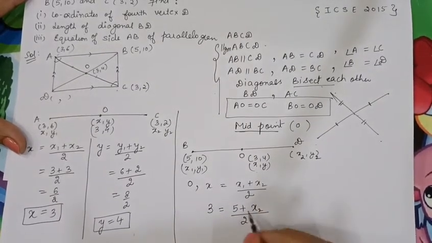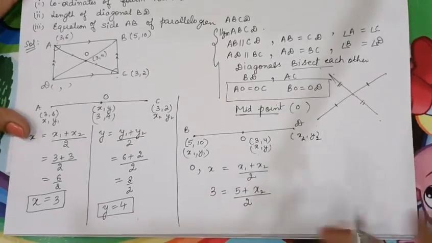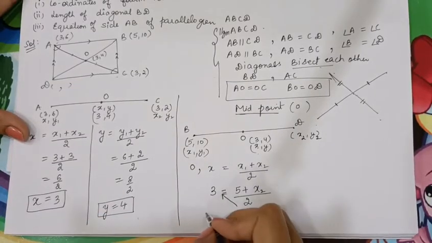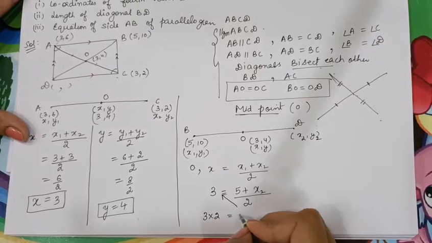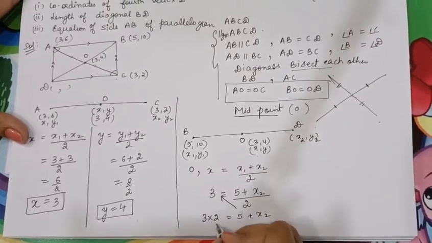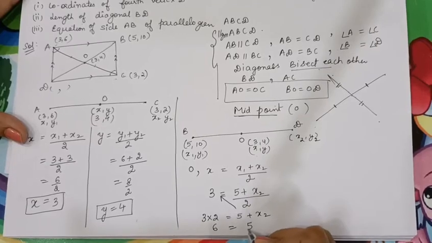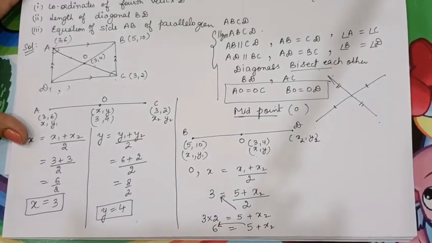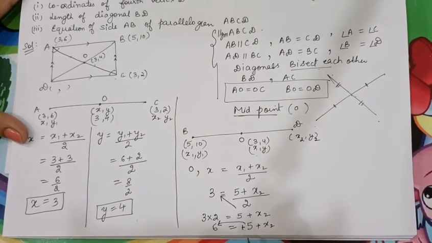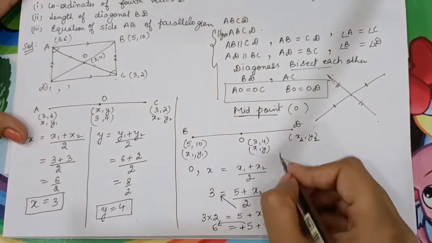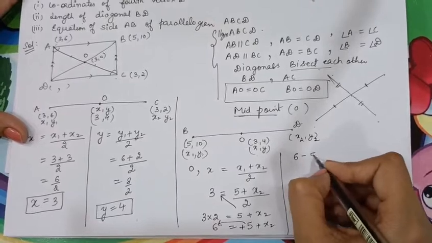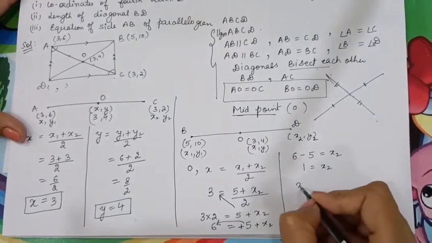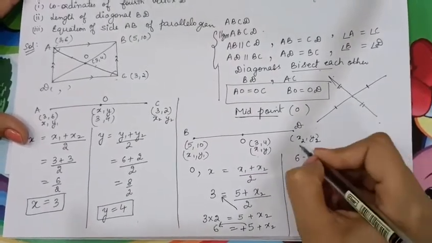Now this X2 we have to find, which means everything else we will shift to the other side. First of all, let's shift 2. It is getting divided here; when we shift it to the other side, it will get multiplied. So 3 into 2 is equal to 5 plus X2. 3 into 2 is 6. 6 is equal to 5 plus X2. Now we have to find X2, which means this 5 we have to shift to the other side. Here 5 is getting added, so when we shift it to the other side, it will change to minus 5. So 6 minus 5 is equal to X2. 6 minus 5 is 1, which means we have got X2 equal to 1.